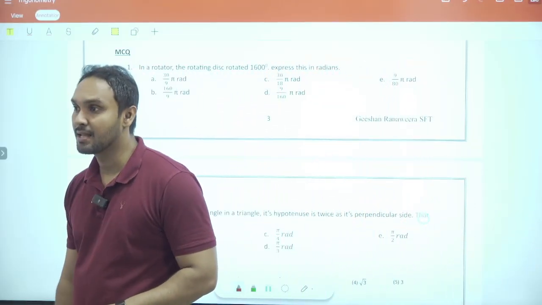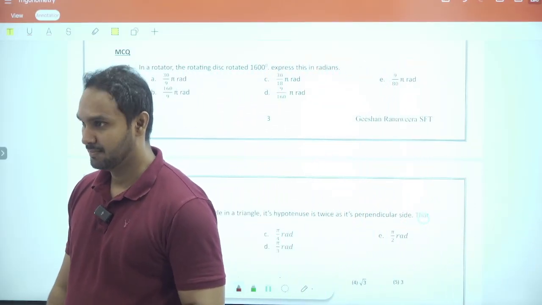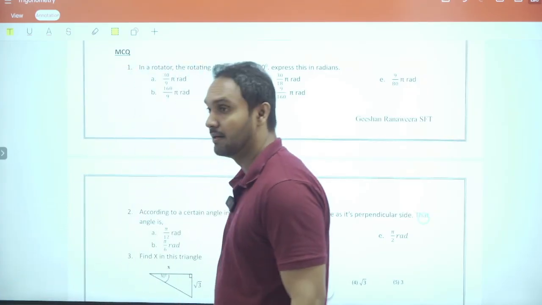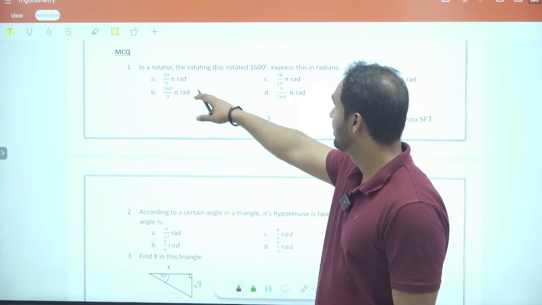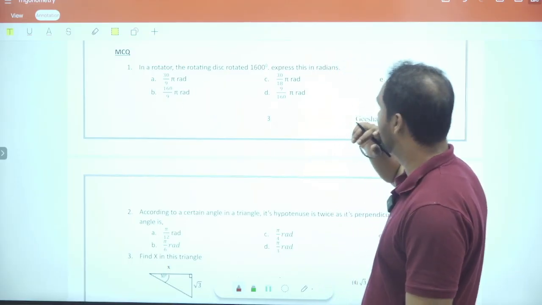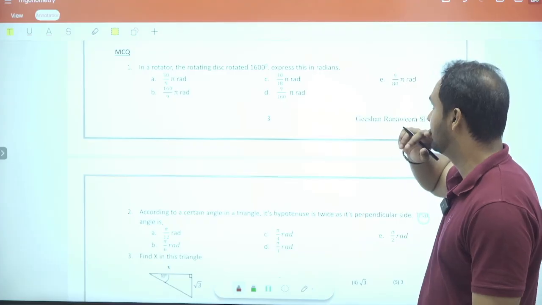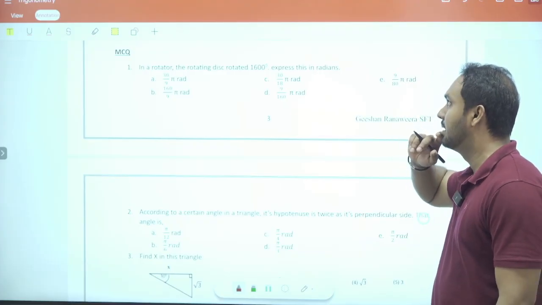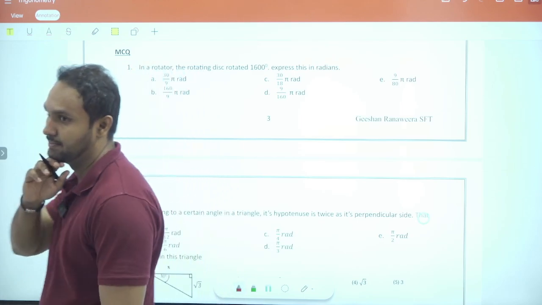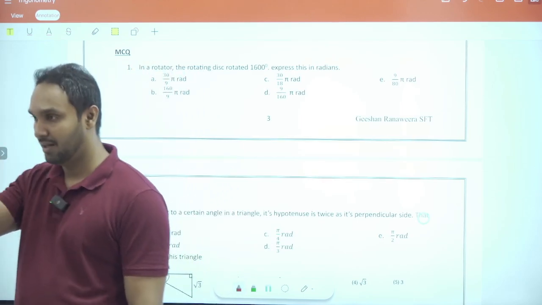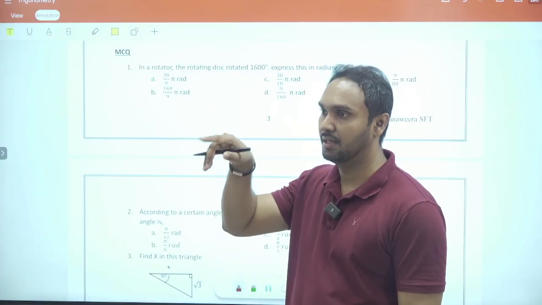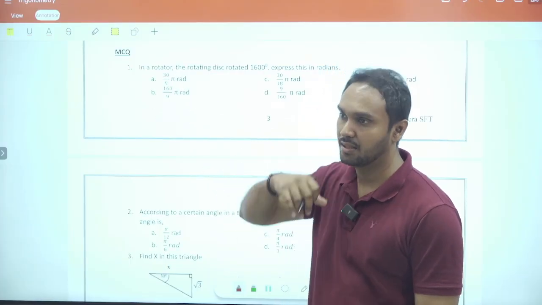In a rotator, the rotating disk rotated 1600 degrees. Express this in radians. How do you convert the degrees into radians? 180 degrees is pi, so you have to find how much 1600 is.